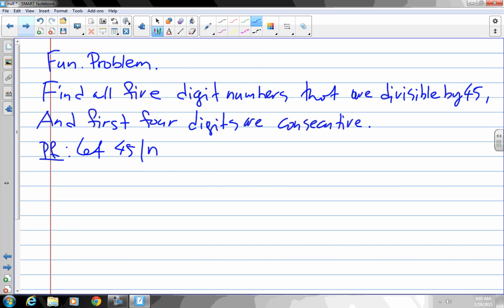45 divides n. So we know our number that we're looking for is divisible by 45, right? So that's given. You agree with that? Now also, what else divides 45? Can you give me some divisors of 45? Give me some fun ones. What are the two most obvious ones?